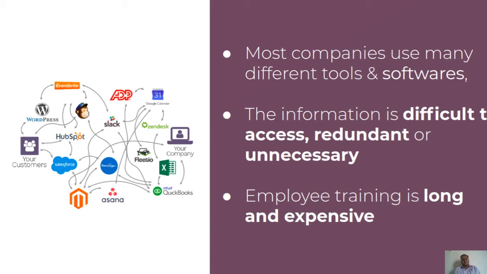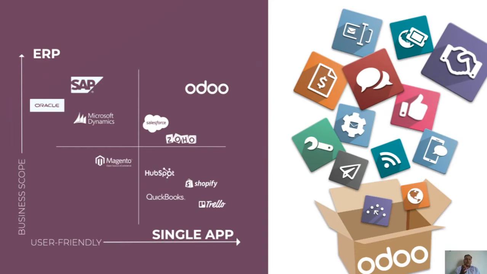The problem with this setup is that none of these different tools are integrated in nature, and each tool has its own user interface, making it very tough and tricky for the workforce to efficiently use all these tools. At the same time, since these tools are not integrated, it doesn't offer any centralized communication channel. If you look at this quadrant graph, we can see Odoo covers a wider business scope, and at the same time it also offers a user friendly solution.